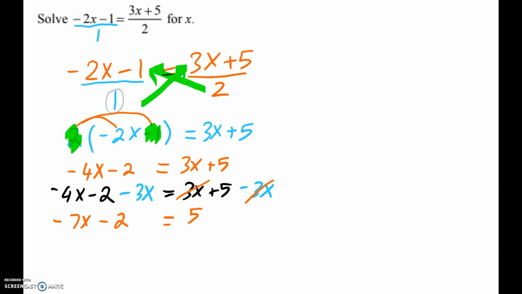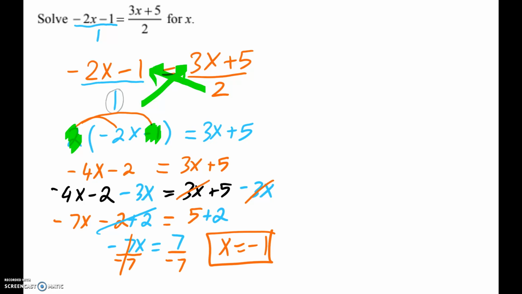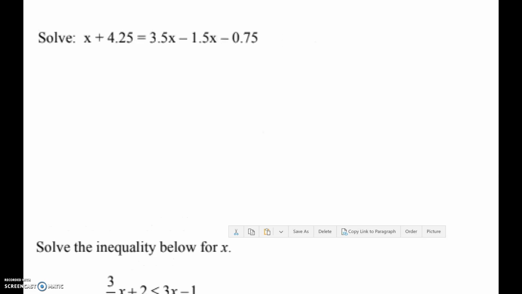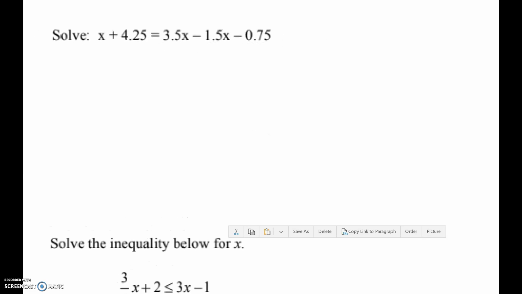Now, I think you can add 2 to both sides. Remember, you are trying to find x, right? This is 0. Negative 7x is 7. When you divide both sides by negative 7, you will see that x is actually 7 divided by negative 7, which is negative 1. This is the solution of this equation.